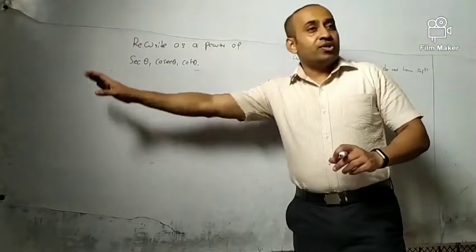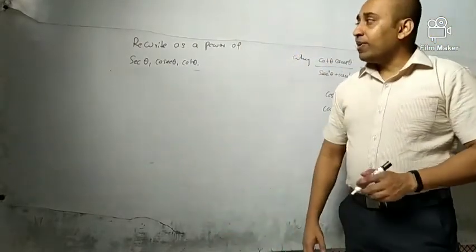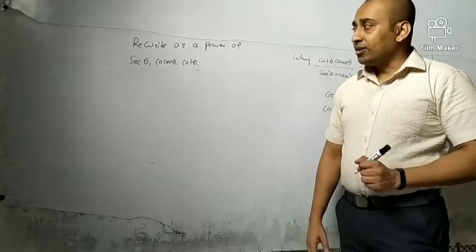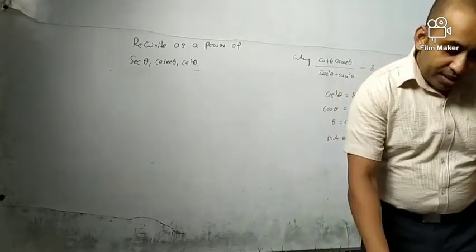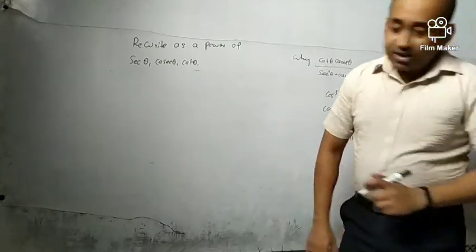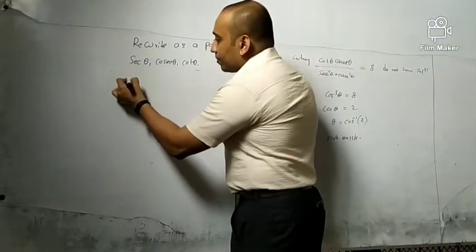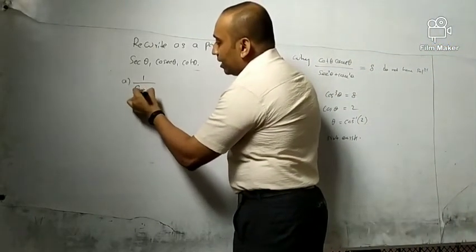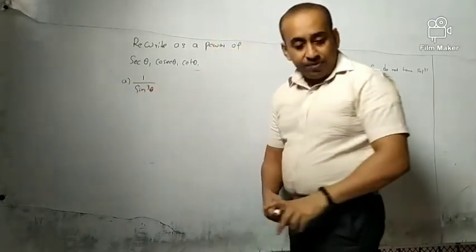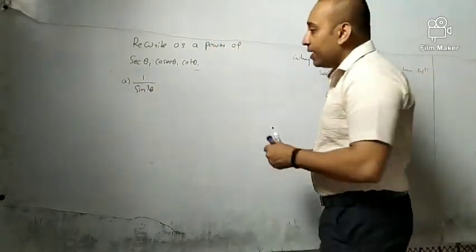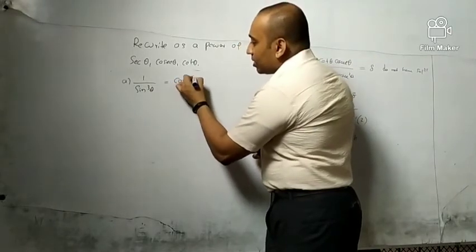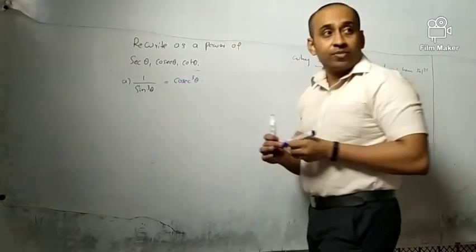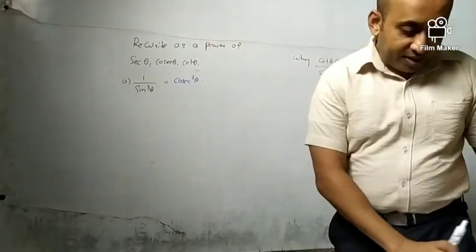The next part of the question is to rewrite as a power of sec theta, cosec theta and cot theta. Right. The first question is 1 over sin cube theta. So simply you can write this answer. What is it? 1 over sin theta is cosec theta. So this is cosec cube theta. Cosec cube theta is the answer for that.